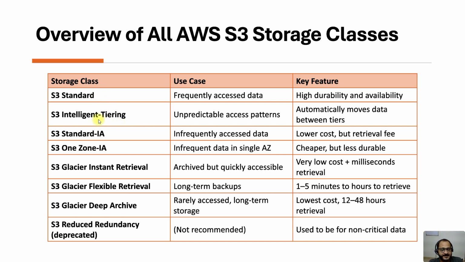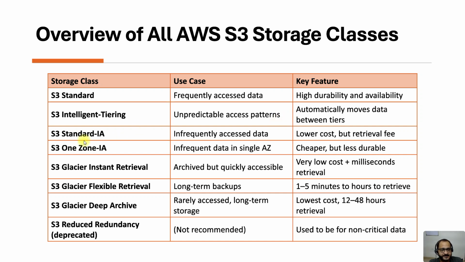Another we have is S3 Intelligent-Tiering. We choose this storage class when we are not sure about the workload or the access pattern, like we are not sure when we need access to which object or file, or which file or object we don't need to access frequently. In that case you can use the S3 Intelligent-Tiering storage class option. Here basically the files automatically move between the data tiers.